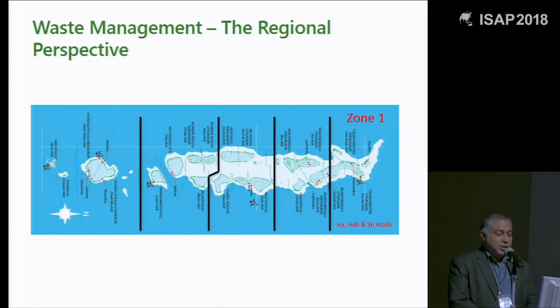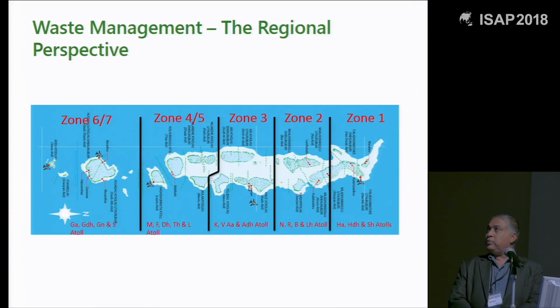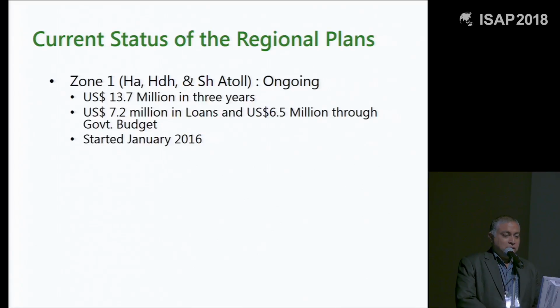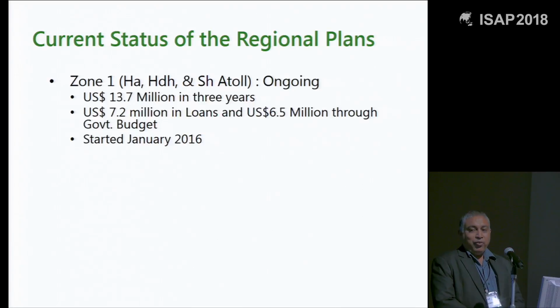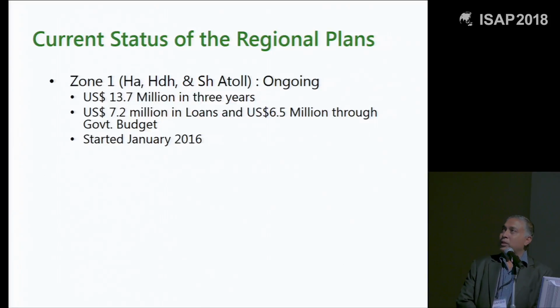Waste management, the regional perspective: like I told you, we have divided the country into 7 zones, and due to available funding, we have combined zones 4 and 5 and zones 6 and 7 for waste management. Current status: in Zone 1, we have a funding source available and works are ongoing. We are hoping to get this completed by around 2019, 2020.